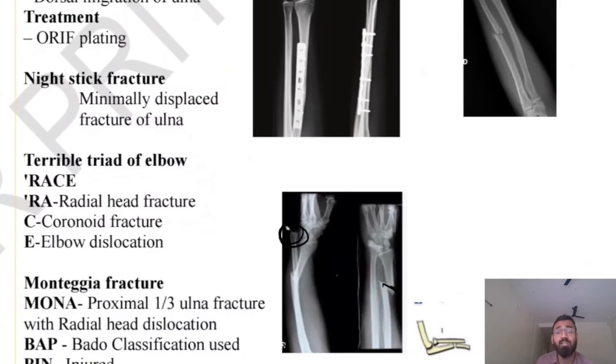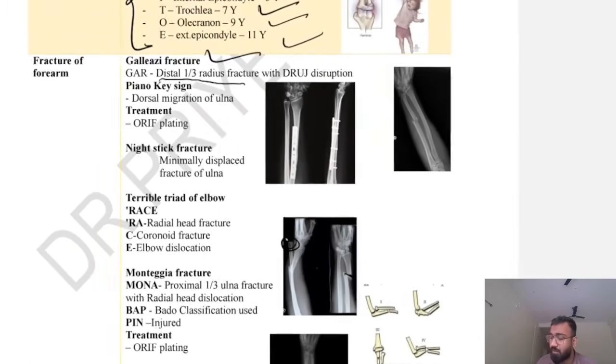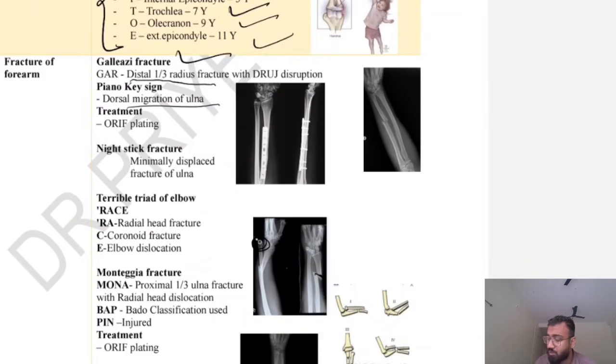That's why it is a fracture of necessity, because if you try to manage this patient by slab or cast, the DRUJ, distal radio-ulnar joint, will be dislocated for lifetime. It will hamper the movement at the wrist joint. Okay, that's why it is a fracture of necessity. This is known as piano key sign, dorsal migration of ulna. How will you manage this patient?